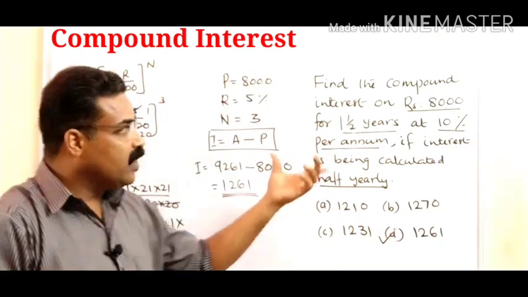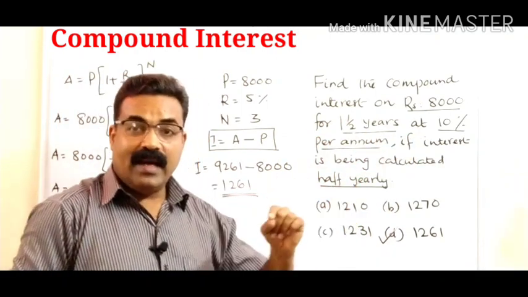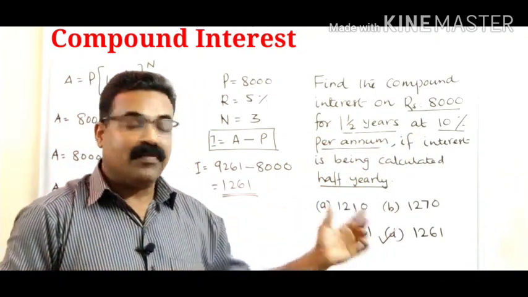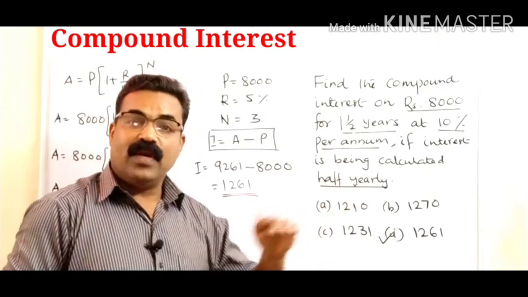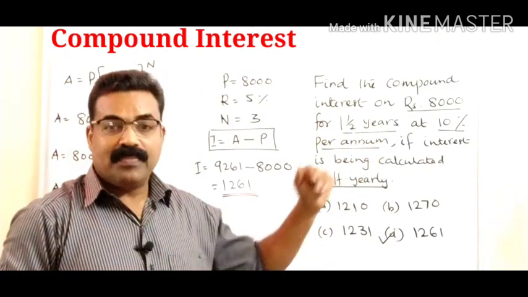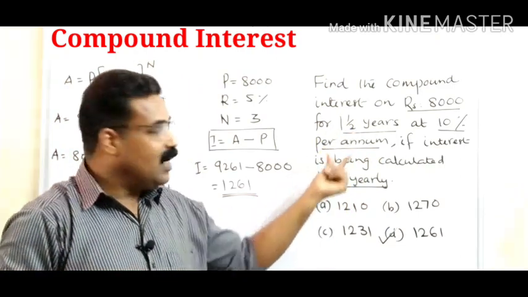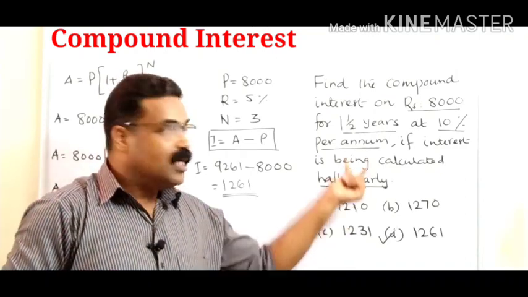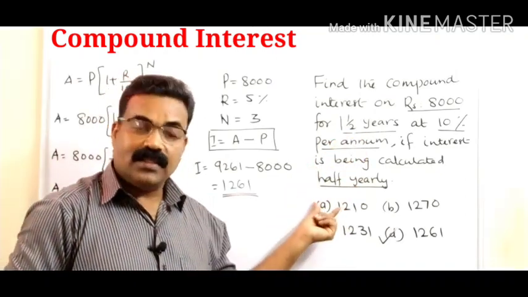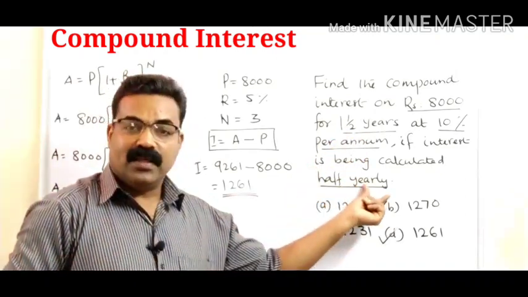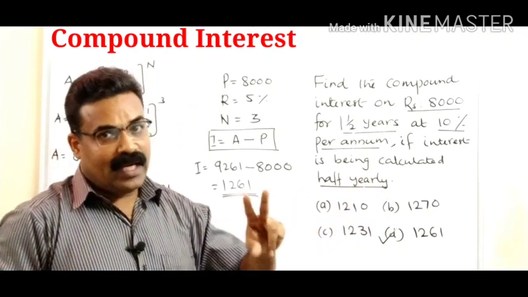From the question itself, we can take P is 8,000 and rate is equal to 10 per annum, but we are calculating it half yearly, so we have to make it half, so 10 will become 5. Time is 1.5 years and we are calculating half yearly. So in 1.5 years, 6 months, 6 months, 6 months, 3 times we have to calculate. So n will be 3.